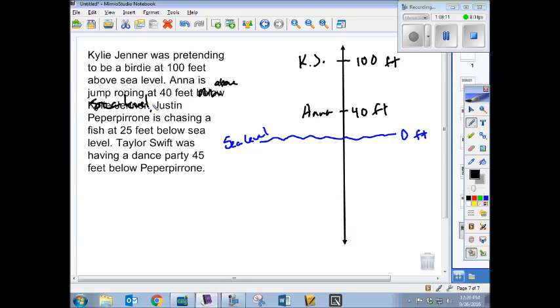If it would have said Anna is jumping rope 40 feet above the sea level, that is where she would be jumping rope, at 40 feet above the sea level. She is not jumping at 40 feet above the sea level. Where is Anna jumping rope at? The sentence says 40 feet below Kylie Jenner.